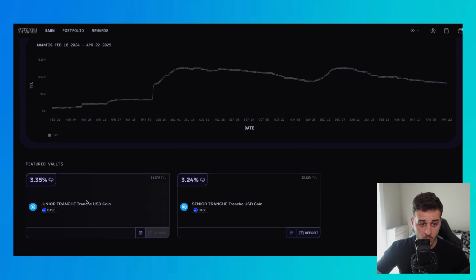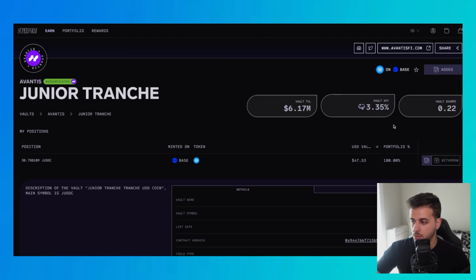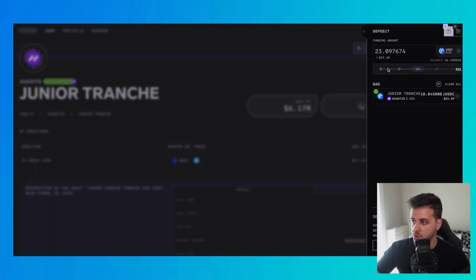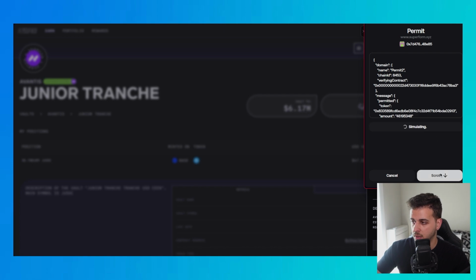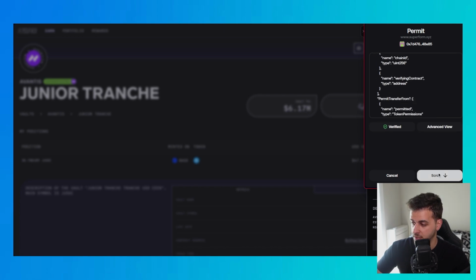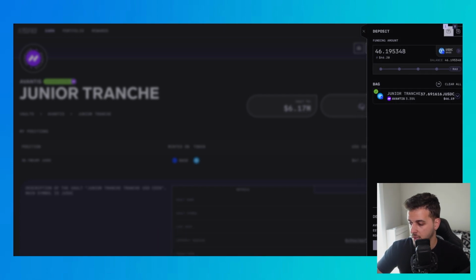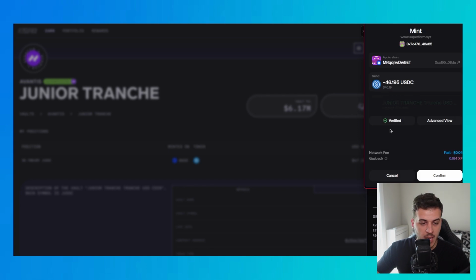We find two vaults. So you've got these featured vaults, Junior and Senior. We go to Junior and we can deposit even more money. So I already have like $47. So I double my position and exposure, put 100% in this vault, switch to Base, sign approval for 46 USDC, sign the transaction, click again, deposit, and boom, I'm done.